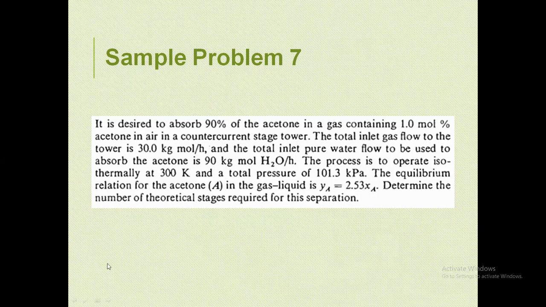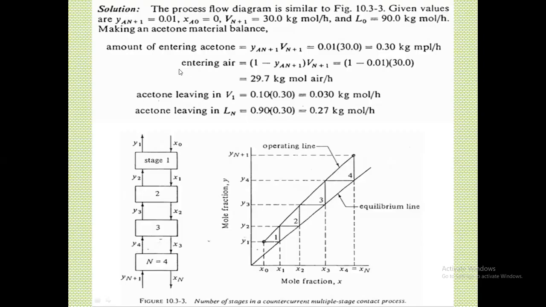I hope you have taken the picture already, so you can go back to it when the solution is presented. So this is our solution. We need to determine the amount of acetone entering. That would be 30, your feed gas, multiplied by 0.01 because it's 1 mole percent acetone. So you have 0.30.